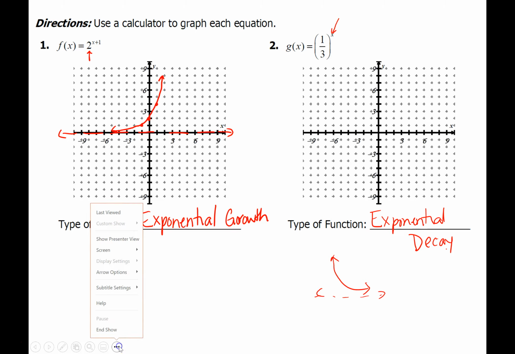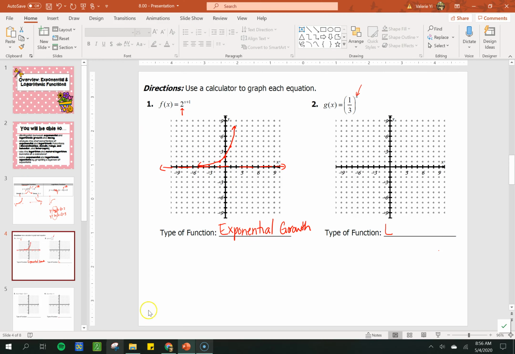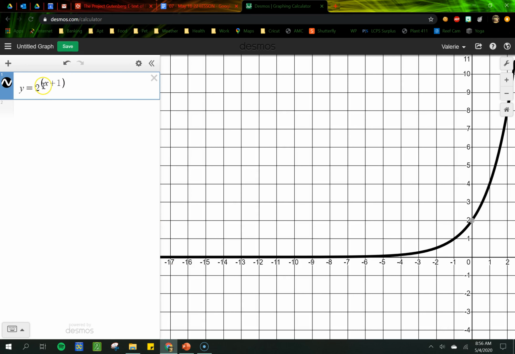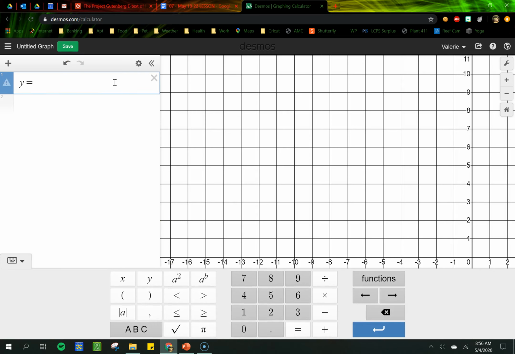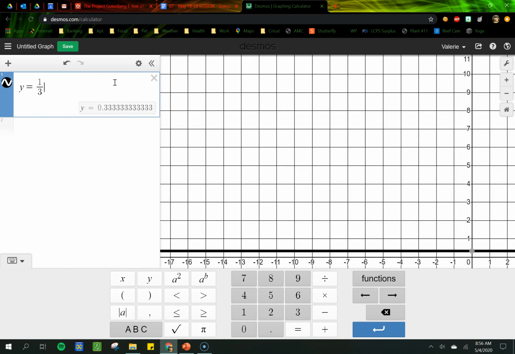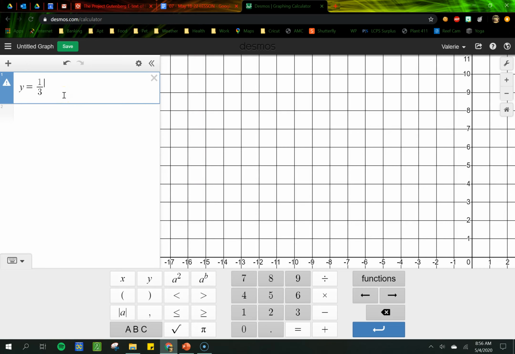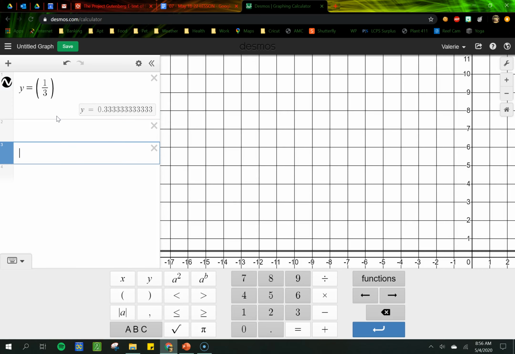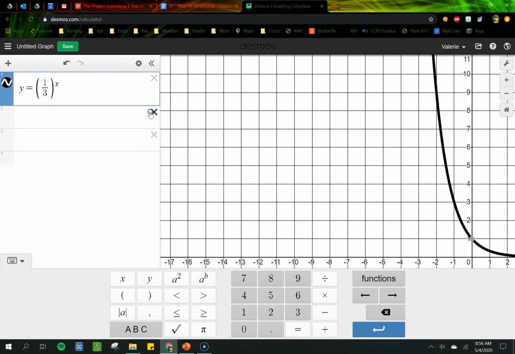So if we go back over to Desmos, and this time let's put our 1/3, and then I'm going to go up into my exponent, and I have just an x, so I'm not going to need the parentheses there. Now, if you wanted to put your 1/3 in parentheses, so it looks a little bit more like what you were expecting, you are welcome to do that. It will give you the same graph no matter which way you do it.